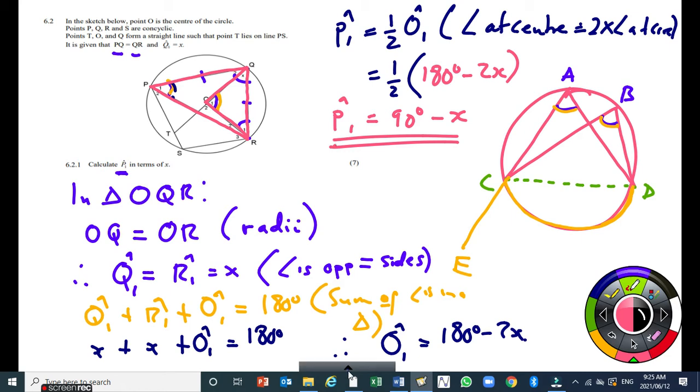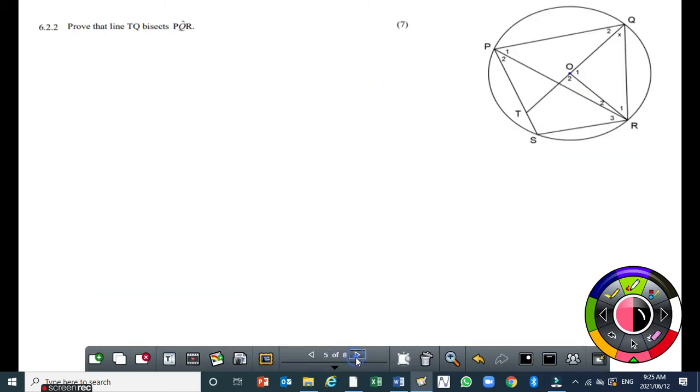Right, so we are done with this one. Let's move on to the next one. Now the next one says prove that line TQ bisects PQR. So line TQ is this one here. If it bisects angle PQR, Q2 is also equal to what? X. So we have to prove that Q2 is equal to X. Once you prove that Q2 is equal to X, it makes things very, very easy.